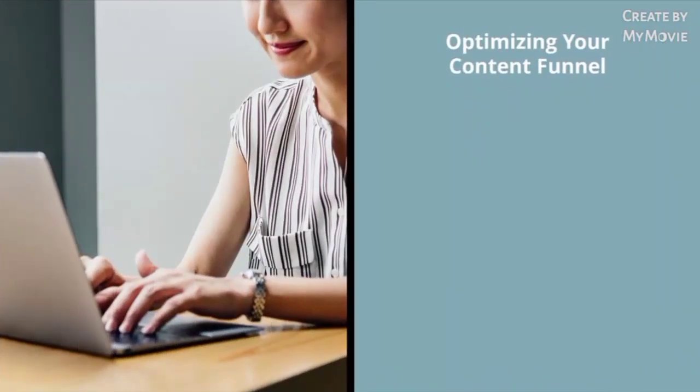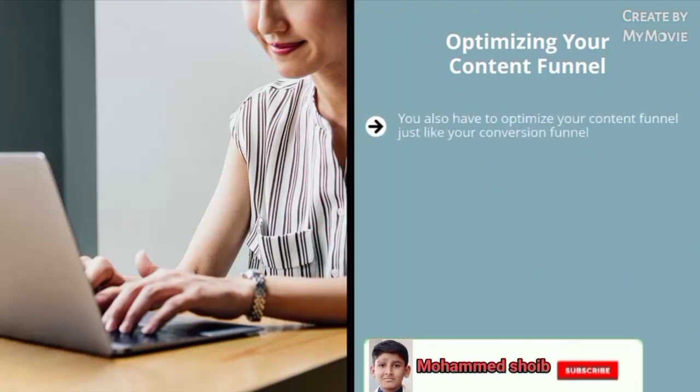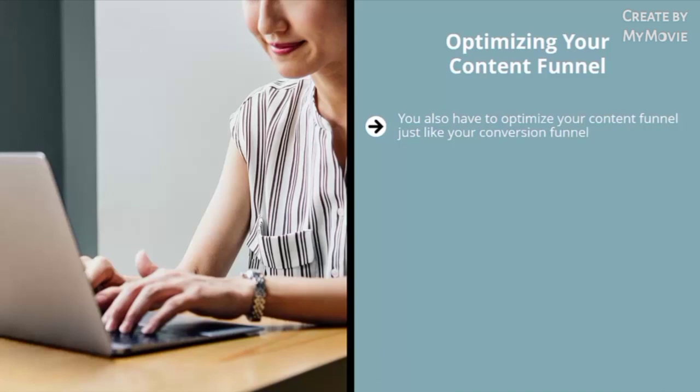Optimizing your content funnel. You also have to optimize your content funnel just like your conversion funnel. It's not as bad as you think. It really all boils down to your statistics. For every 10 pieces of content you publish on your blog, only one of them will account for most of the traffic you get. Identify the theme of that successful content and publish more on that theme.